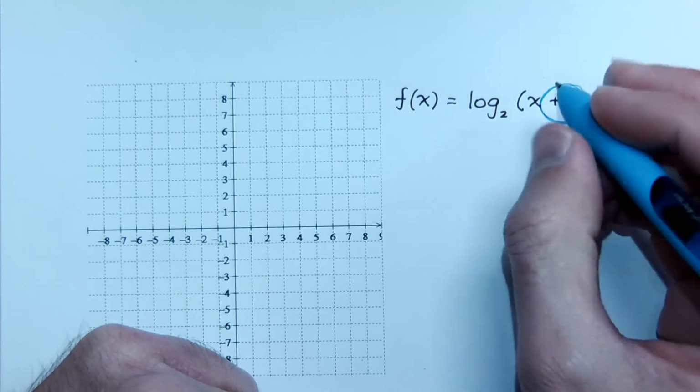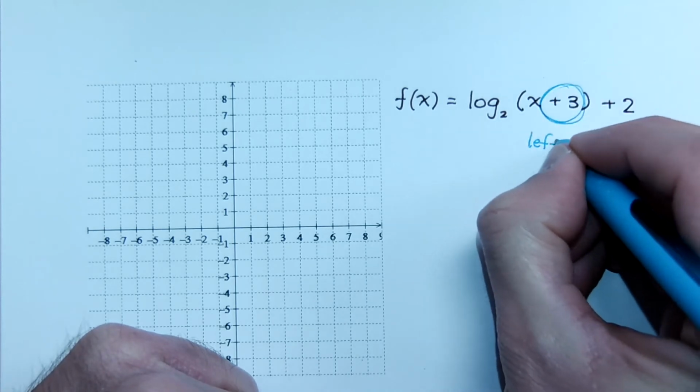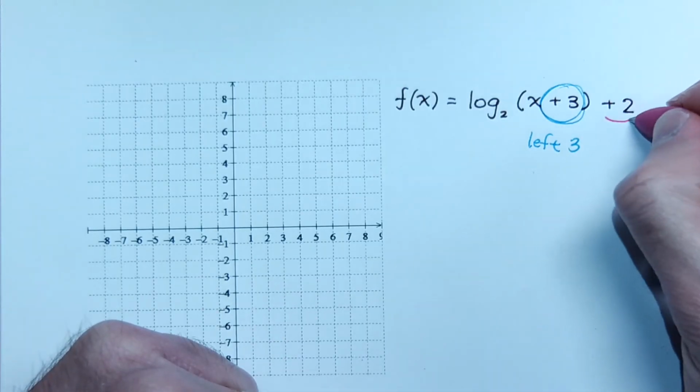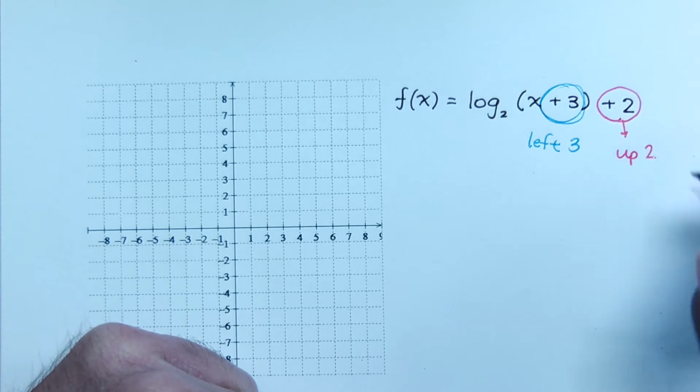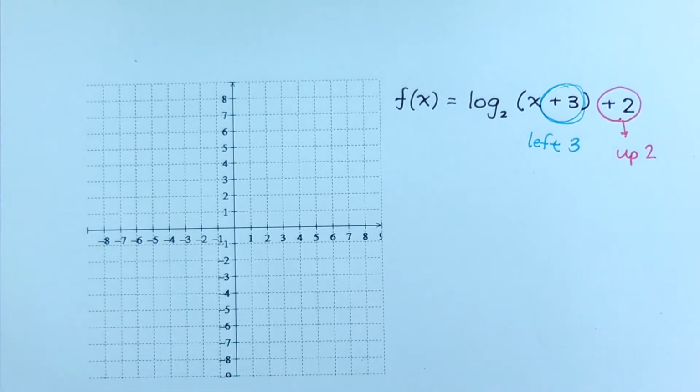Because this is inside the function, that's a horizontal shift, opposite of what we see, so that's to the left 3. This is outside the function. You do exactly what you see for a vertical shift, and that means up 2. What I want you to do first is the same stuff that we did for graphing those exponentials. Graph your asymptote first.